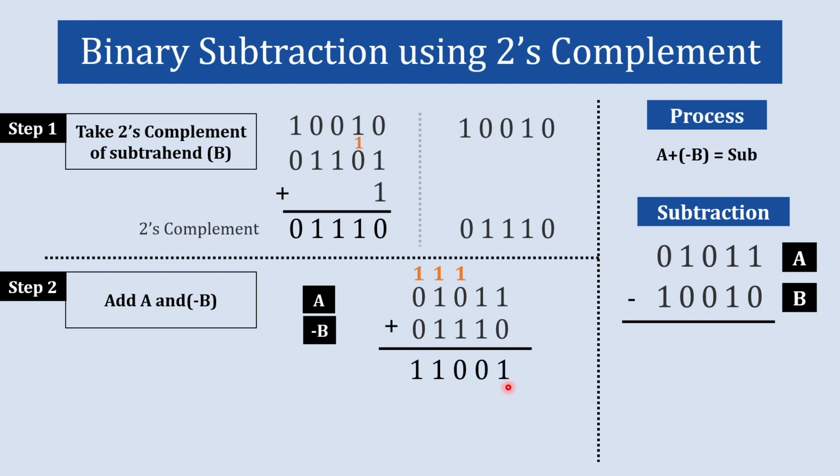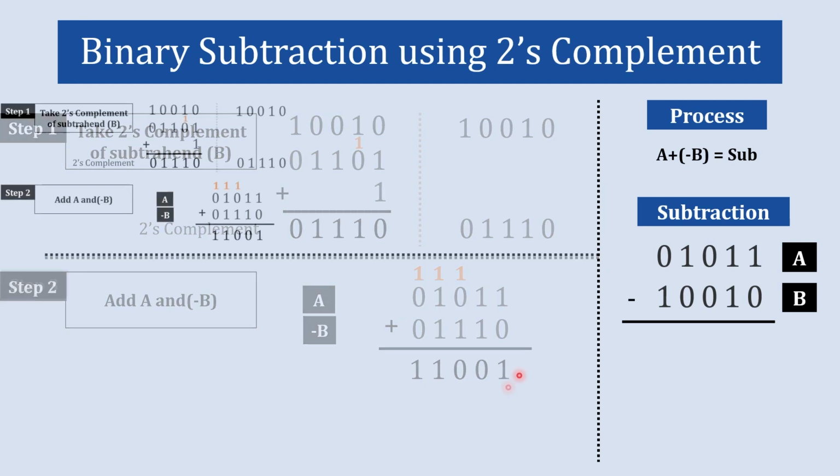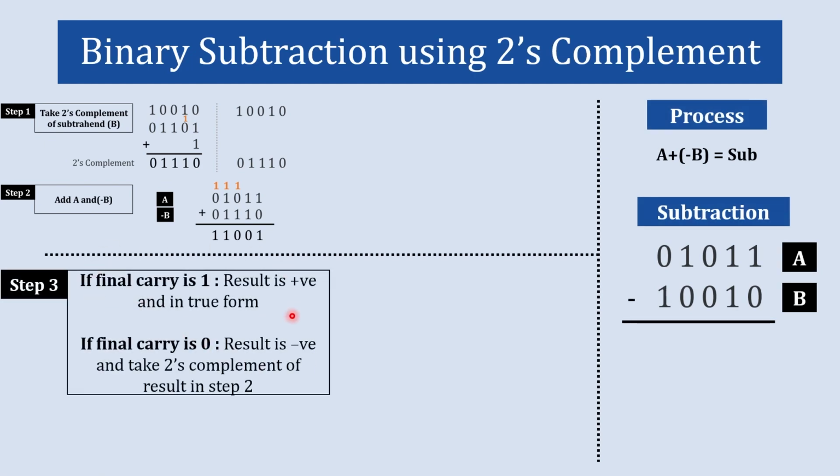And now it's time to jump to step number 3. In step number 3 we have two options, and previously we have explored these two options. If final carry is 1, the result is positive and in its true form. But if the final carry is 0, the result is negative, and we're supposed to take 2's complement to get the final answer. So this is the result of our step number 2, and you can see over here there is no carry. When there is no carry, that means the carry is 0. The final carry is 0.